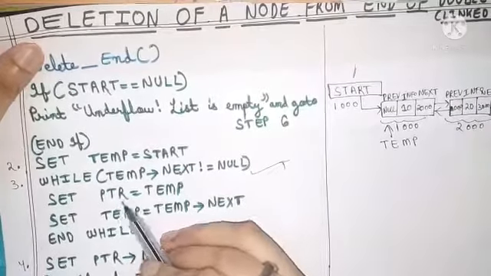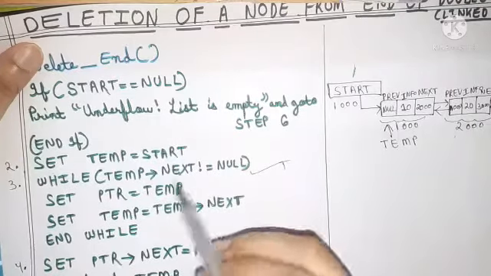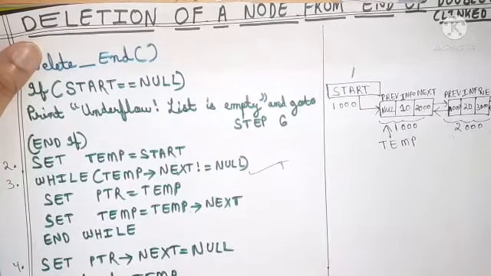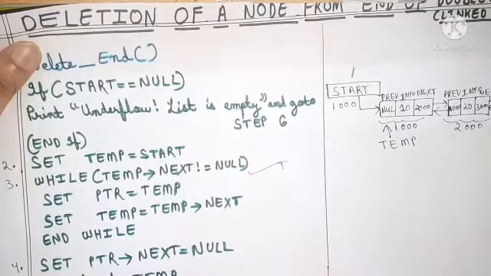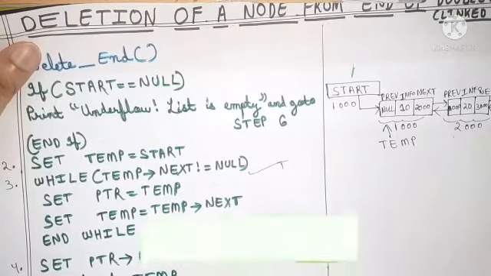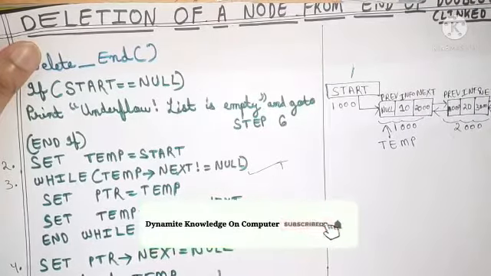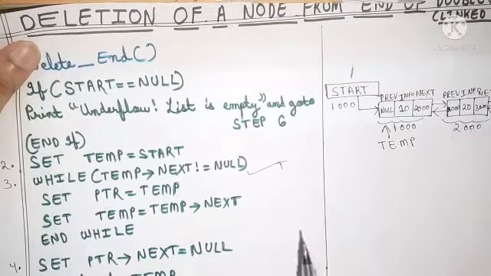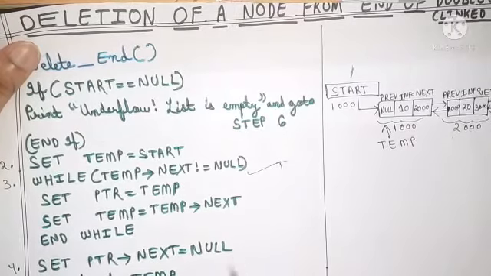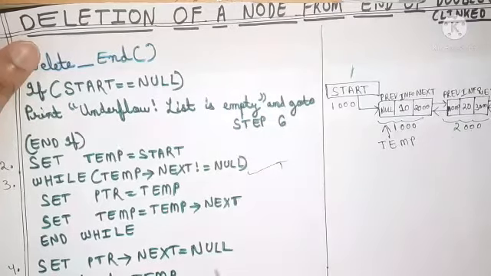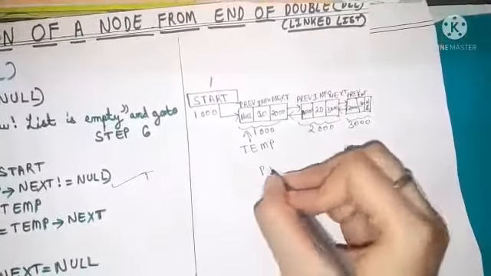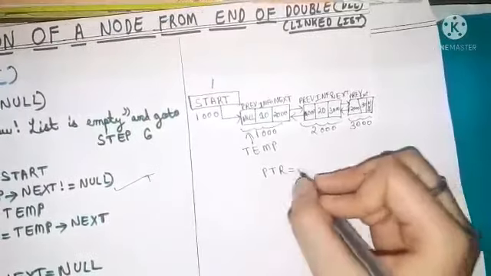Here we have used another pointer so that it can save the address of our temp pointer. Because we want to delete from the end of our double linked list, we need to save the second last node, so that after the deletion from the end, the second last node becomes the last node. So for that reason we will use another pointer, that is ptr.